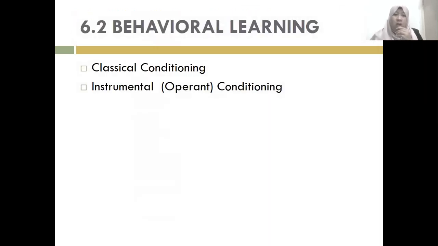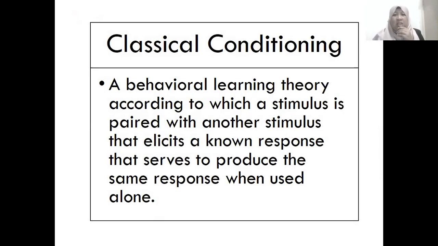All right. So the 6.2 is about behavior learning. Okay, so we have a lot of theory today. We have classical conditioning and instrumental operant conditioning. So what is classical conditioning? Behavior learning theory, according to which a stimulus is paired with another stimulus that elicits a known response, that serves to produce the same response when used alone. So this is one definition.